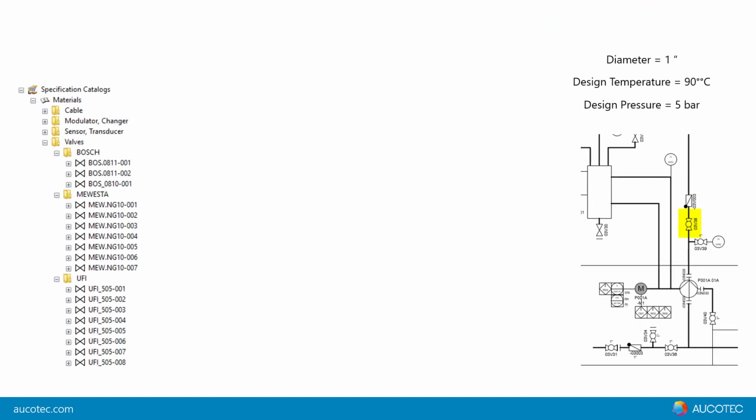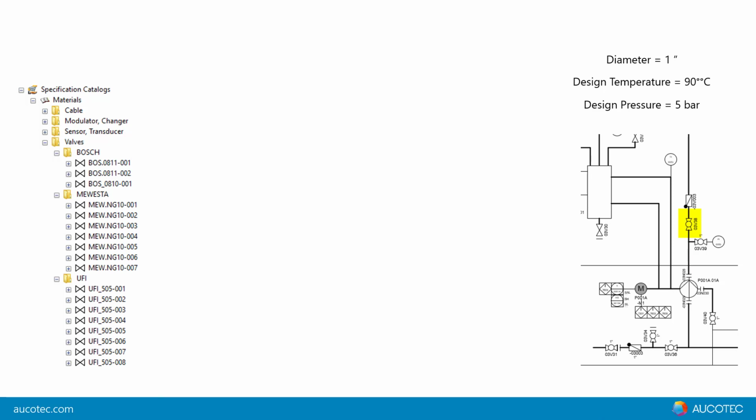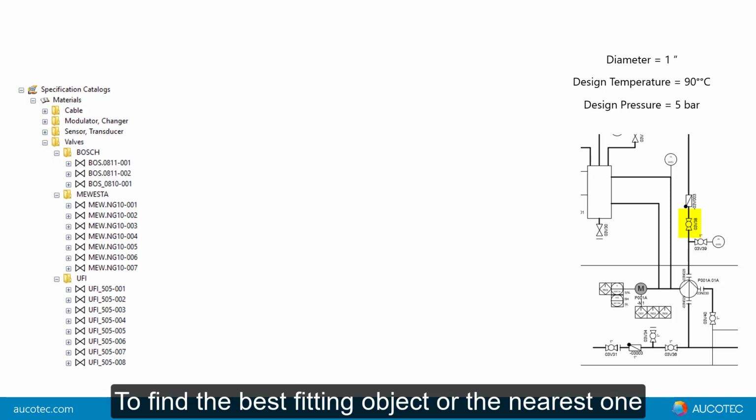This feature is mostly about finding the best matching device from my catalog for the current object that I have selected. So for example, in this picture, I have a valve, which I know the diameter, I know the design temperature, and I know this design pressure. On the left side, I have maybe hundreds of valves in my catalog, and I don't know which one is the best one to fit. So this functionality is going to help me to find the best object in my library for my selected device.